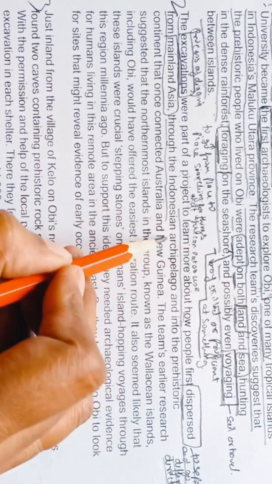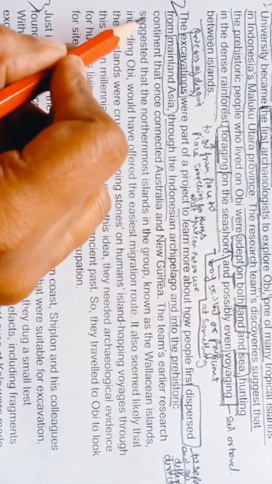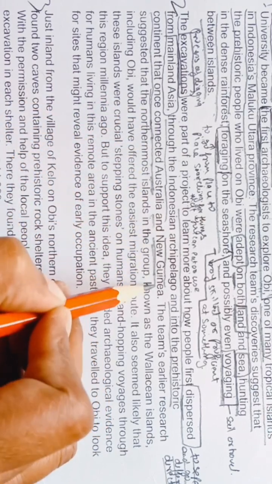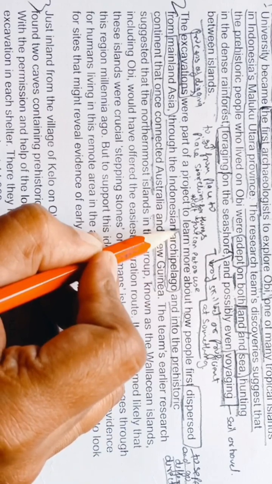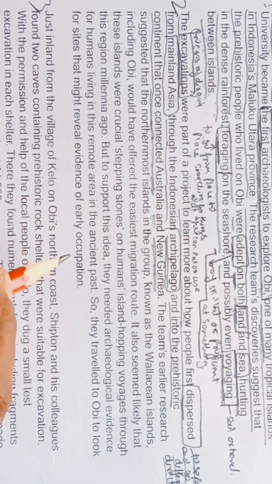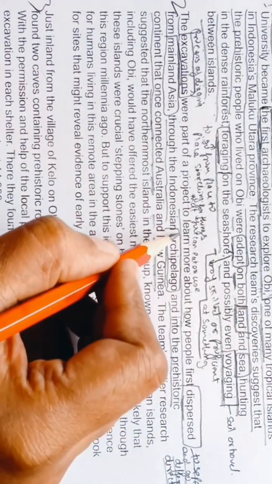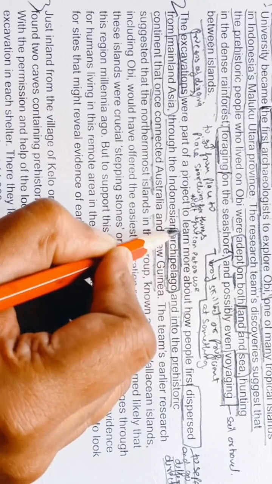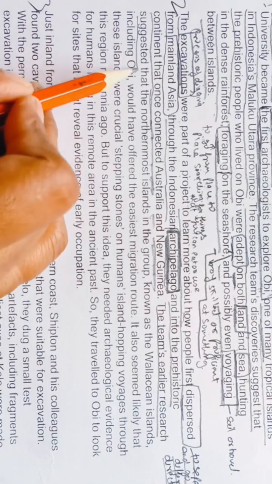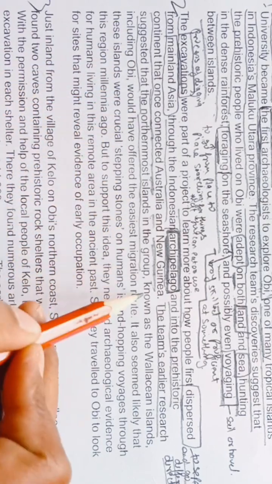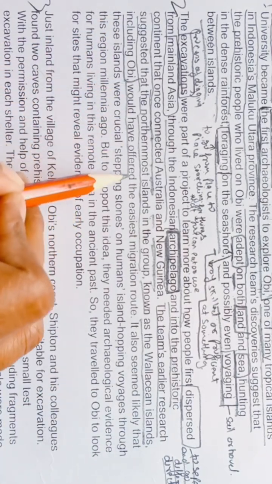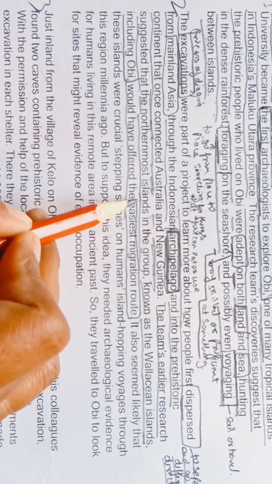through the Indonesian archipelago and into the prehistoric continent that once connected Australia and New Guinea. What do you mean by archipelago? Archipelago means an extensive group of islands. The team's earlier research suggested that the northernmost islands in the group, known as the Valesian Islands, including Obai, would have offered the easiest migration route.